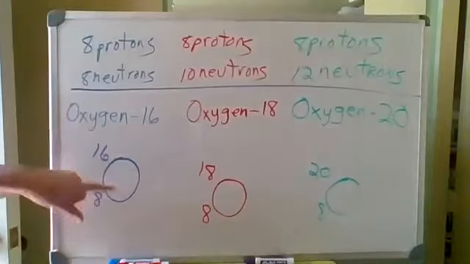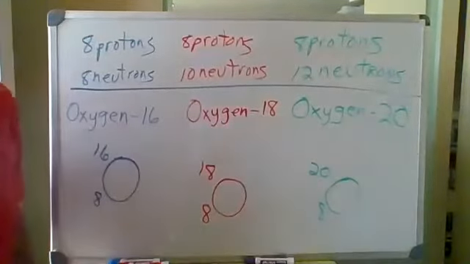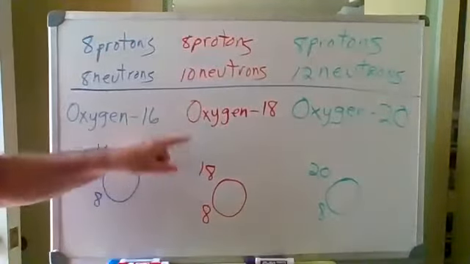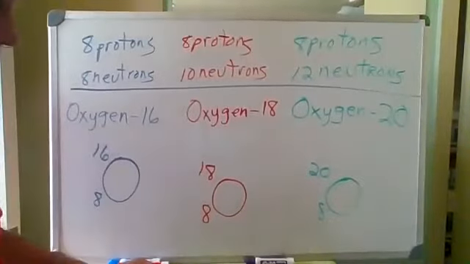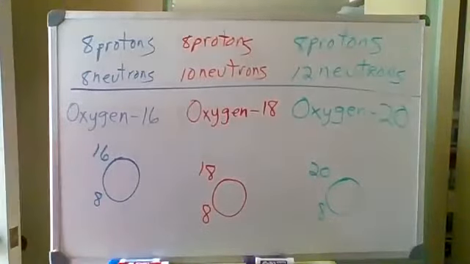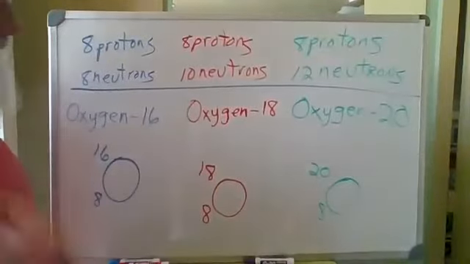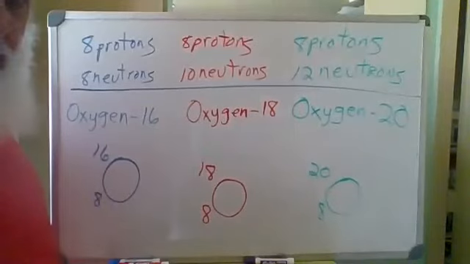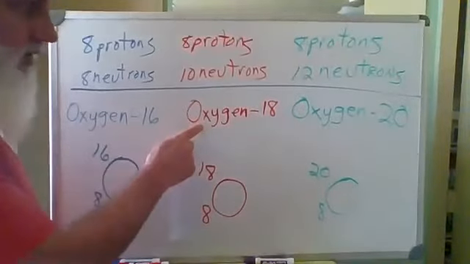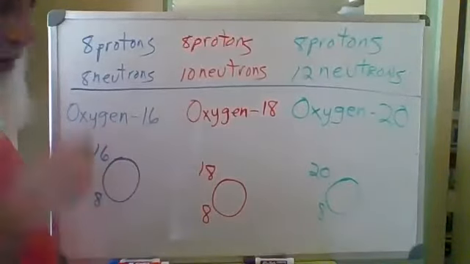Now, if I give you either way, I'm going to use the red one as an example, you should be able to give me the number of protons and neutrons. Let's look at this top one. If I ask you for the number of protons, you look for oxygen on the periodic table. Oxygen's atomic number is 8, so I know this has 8 protons.